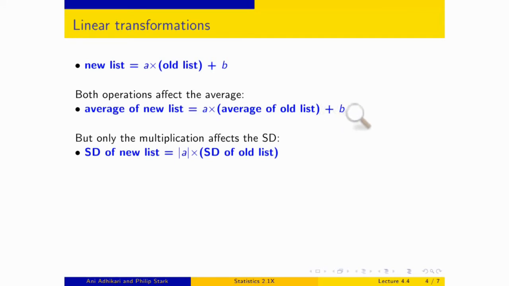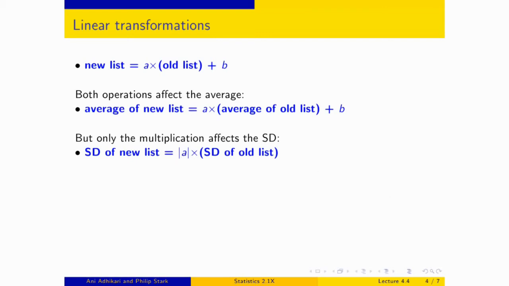This is a slide. The addition simply shifts the histogram along. It does not affect spread. The multiplication either stretches out the horizontal axis if this is a number bigger than 1, or squishes it in if it's a fraction. Either way, it affects the SD. And it affects the SD by how big it is, but its sign is not the issue when you're looking at spread. You're just trying to see what the distance is of the numbers from their center, hence the absolute value of A.